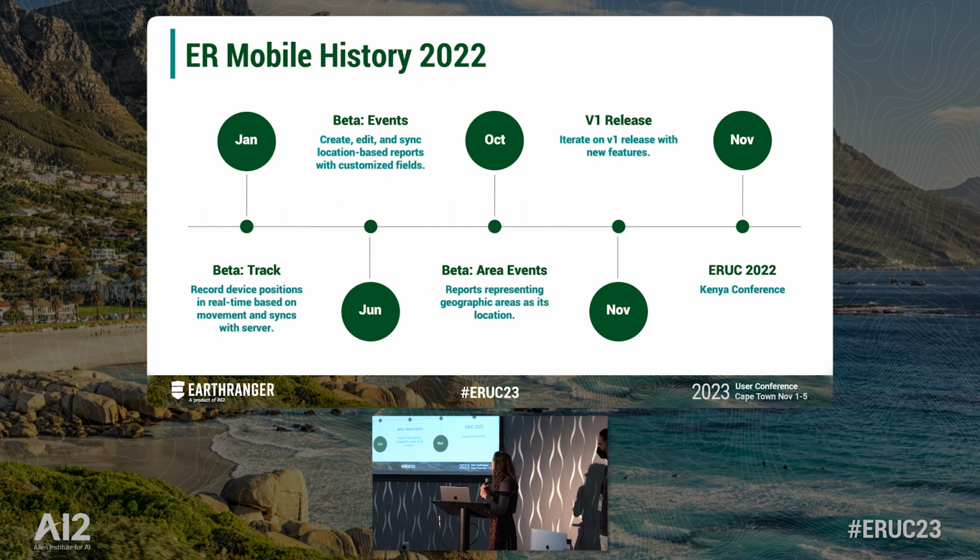Then in October, continuing with the beta app, we added area events, and this was a unique feature, new to EarthRanger Mobile. This builds off of the events feature that we had previously made, but now you could record a geographic area instead of just one location as part of your report.